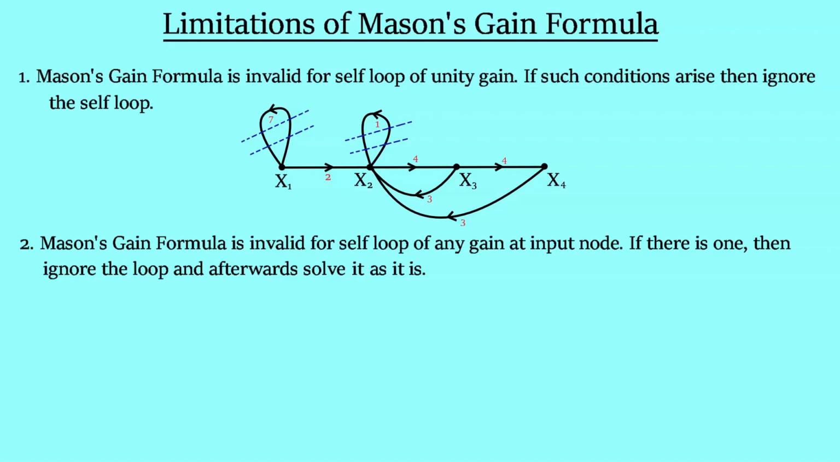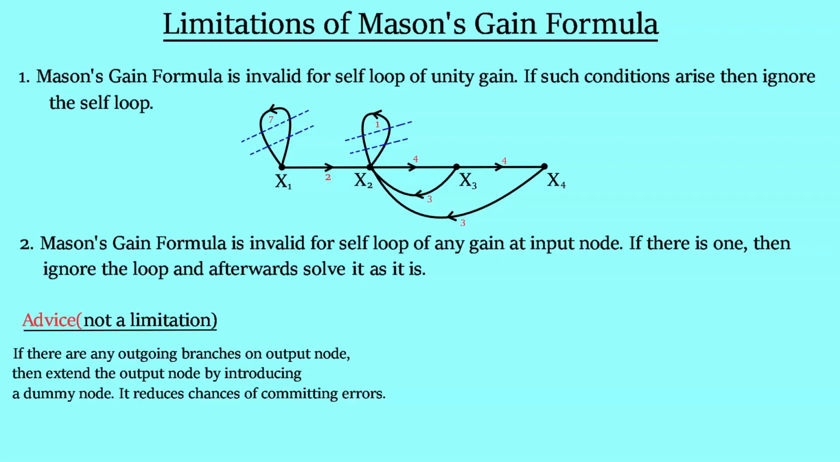Read the two statements very carefully. At the input, a self-loop of any gain has to be ignored. Whereas if you are talking about any other node, then only a self-loop of unity gain is to be ignored. After ignoring these loops, you can simply solve the remaining circuit to find the overall transfer function of the system.